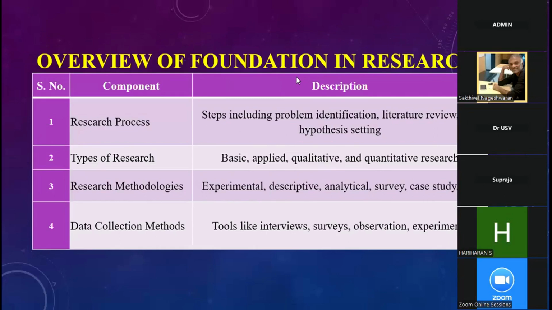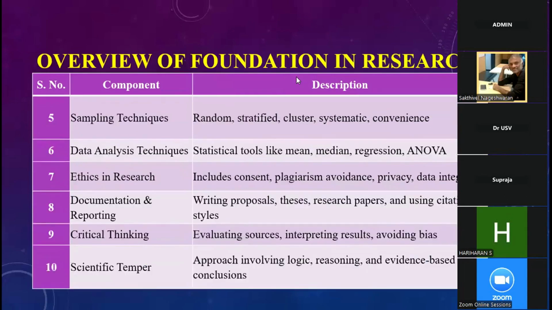Next, we are coming to research methodology, whether it is experimental, descriptive, analytical, survey, or case study. See, you take this chart and if you tick one thing, then you can get the idea. First one, problem identification, literature review and hypothesis setting. Second one, types of research. Third one, research methodology. Fourth one, how you are going to collect the data. Fifth one is sampling techniques, whether random, cluster, or convenience. Sixth one is data analysis techniques, like median or regression.